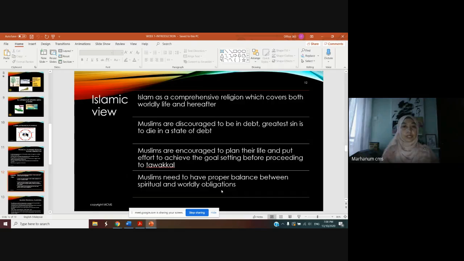Okay, so Islam is viewed as a comprehensive religion which covers both worldly life and the hereafter. So Muslims are discouraged from being in debt. The greatest sin is to die in a state of debt. So we need to manage our financial matters. Muslims are encouraged to plan their life and put effort into achieving the goals set before proceeding to tawakal. We cannot just pray and pray without putting any effort or any plan into our life matters, including financial. So Muslims need to have a proper balance between spiritual and worldly obligations. That is demanded by Islam.